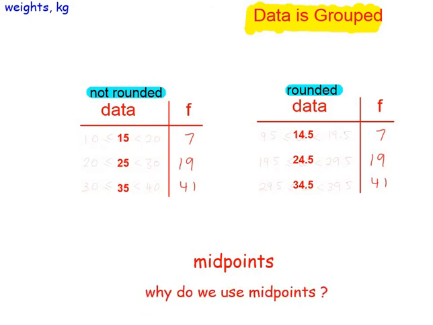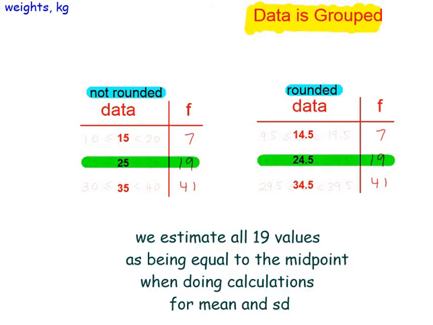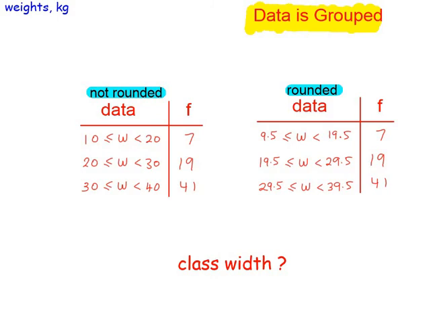But why do we need to use midpoints? Well, if I look at this particular class, there are 19 data values in that particular class. We don't have the original 19 data values. So we estimate all 19 as being equal to the midpoint. All 19 equal to the midpoint. And that's necessary when doing calculations for the mean and standard deviation. The class width, that's an easy one. It's just the upper class boundary minus the lower class boundary, which is 10 for each class in each table.